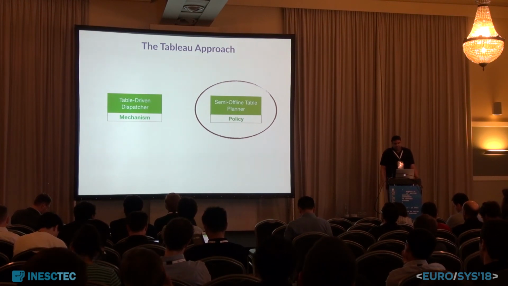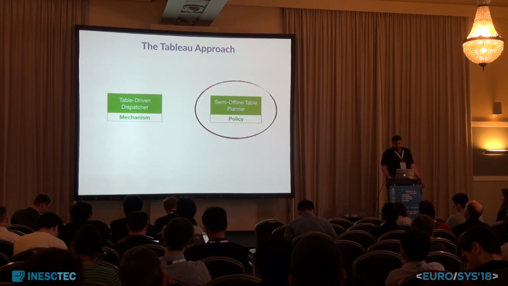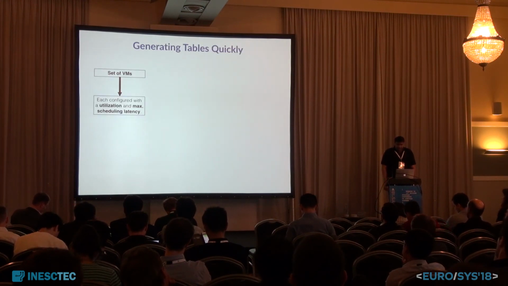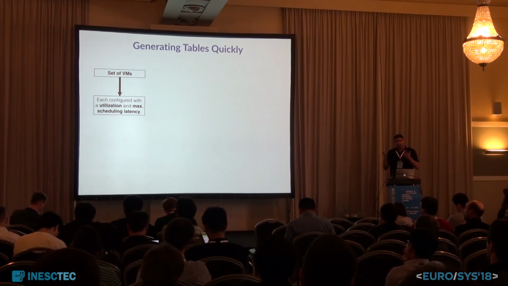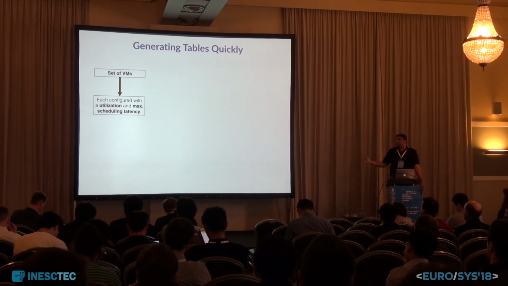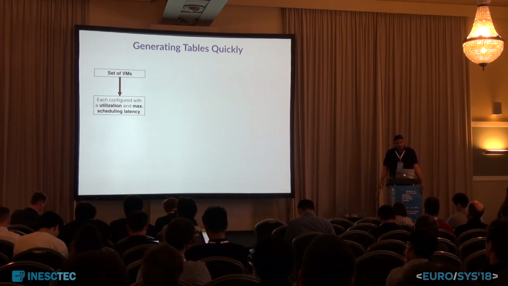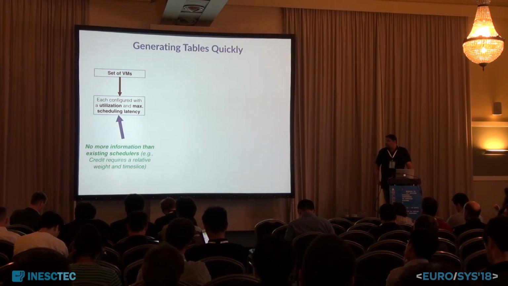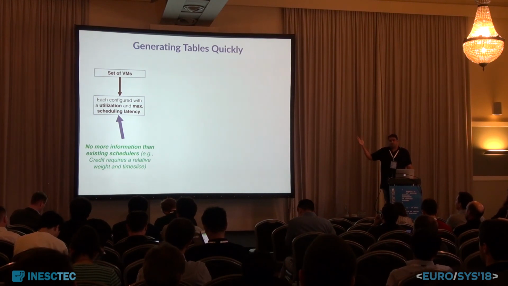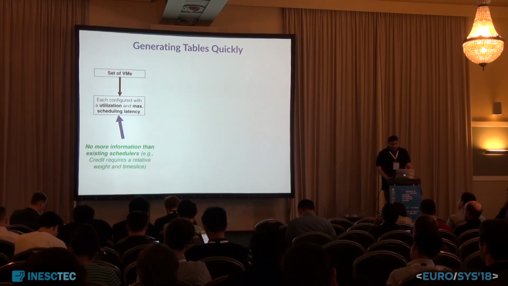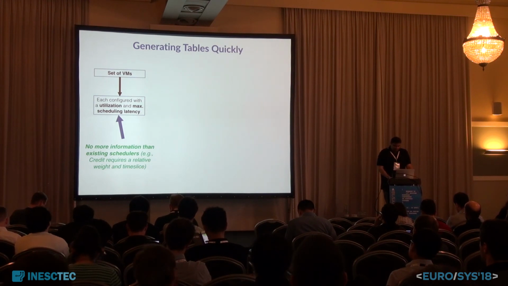Okay, so how do we actually generate these tables that satisfy all these constraints? I want to briefly talk about this. So in Tableau, every VM is configured with two parameters: a utilization that determines how much CPU time you get, and a bound on the scheduling latency that it's willing to tolerate. And I want to point out that this is no more information than existing schedulers require. So for example, credit requires a relative weight, which determines the utilization, and it requires a global time slice that ends up determining the scheduling latency you will see. And so this is somewhat equivalent.